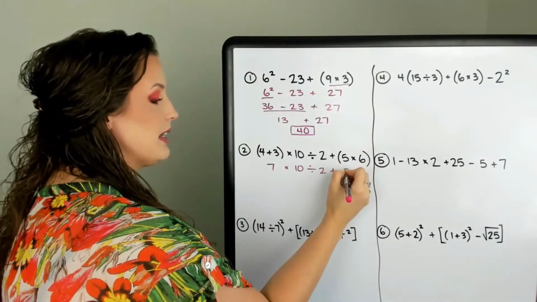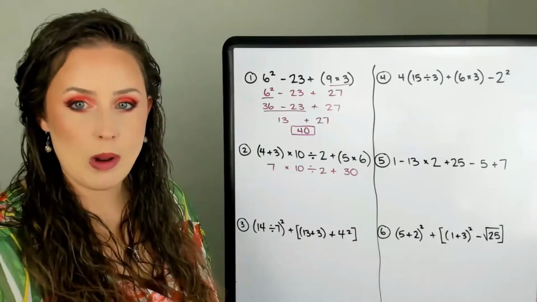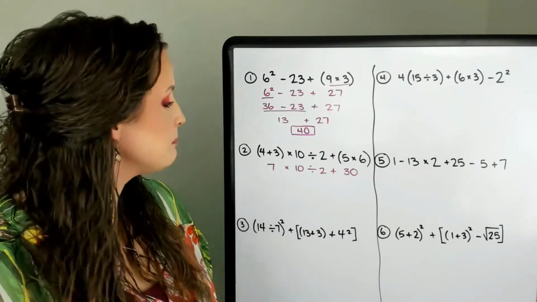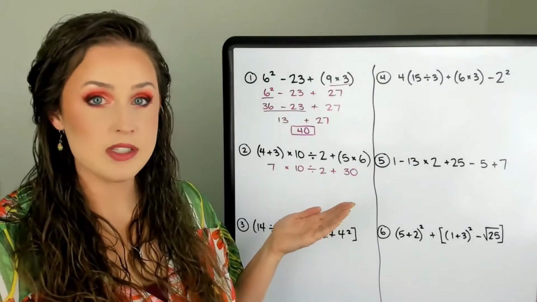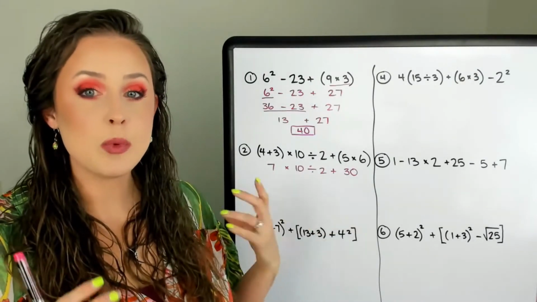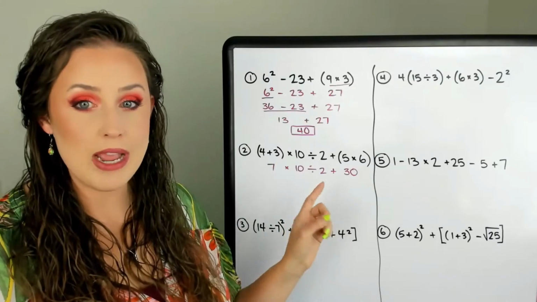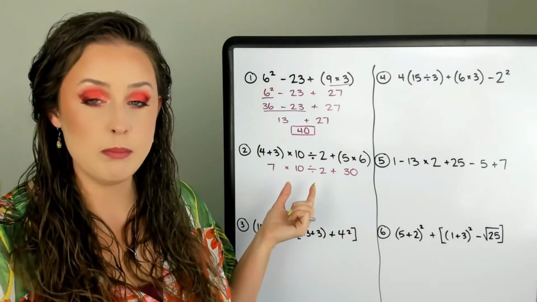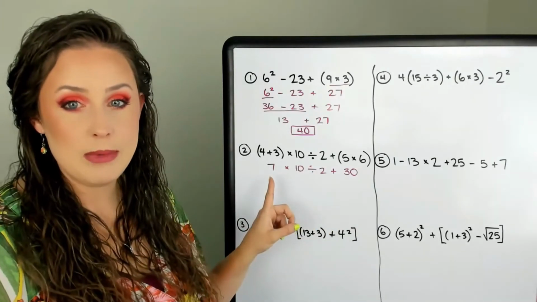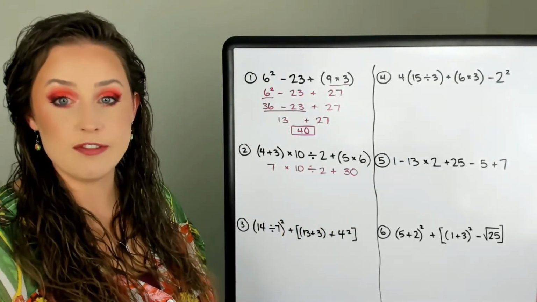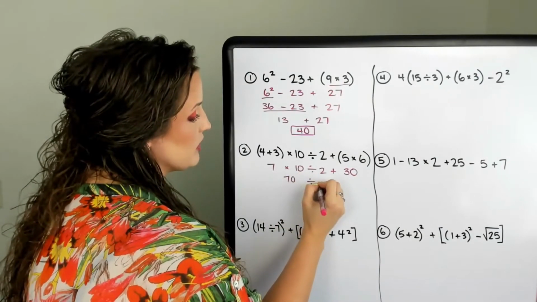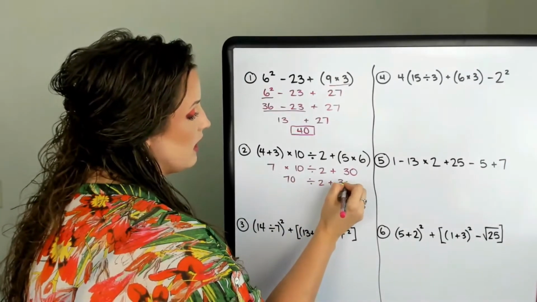Plus 5 times 6 is 30. Again, you can drop off the parentheses as long as there's not an exponent or a root outside them. So we have no exponents, we have no roots. So next, remember, you want to go left to right within our problem, considering we have both a multiplication and a division symbol. So we want to go left to right, meaning we want to do our 7 times 10 first, which is going to be 70 divided by 2 plus 30.